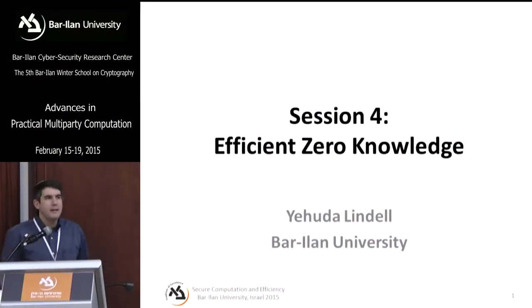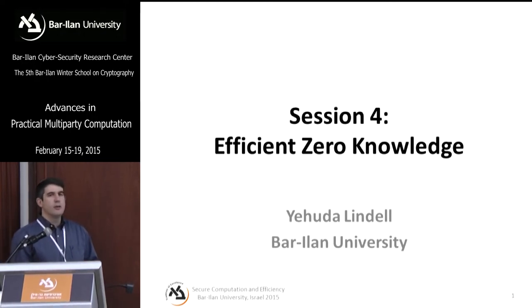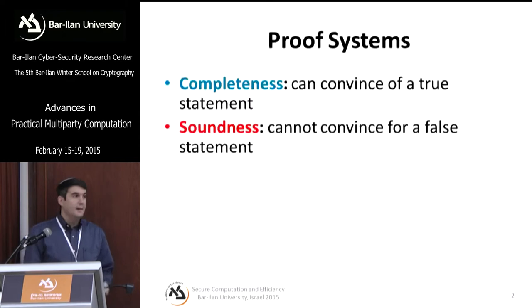Okay, so I'd like to spend the next hour talking about efficient zero knowledge. Zero knowledge is another primitive that was discovered, or invented, in the late 80s. Considered again purely theoretical, but something that we use as a very basic building block in many protocols, and it's of great importance. And it's more magic, so it's nice to see.